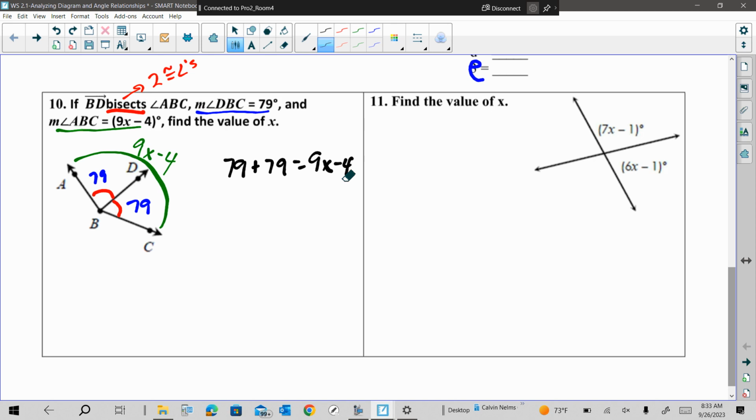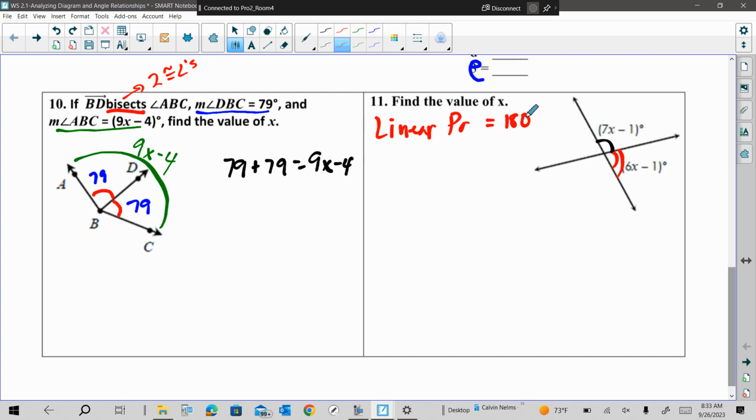On 11, we had some people struggle to understand that this expression is representing that angle inside. The 7x minus 1 is this angle, and the 6x minus 1 is the adjacent angle. What angle pair do we have here? Yeah, this is a linear pair. If you have a linear pair, then it equals 180. So your equation should equal 180.